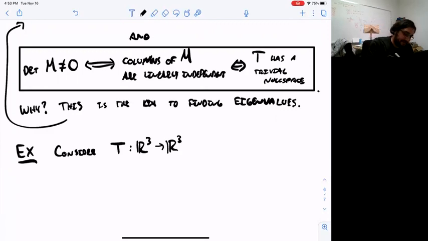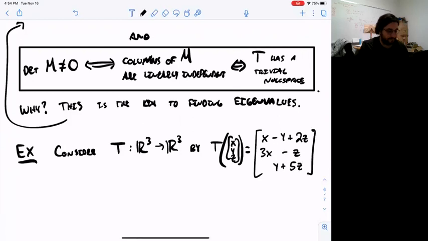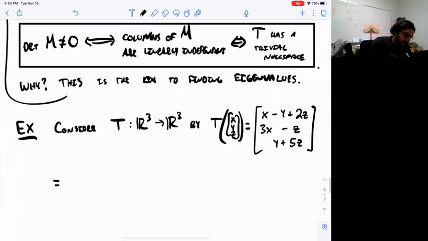So let's consider this map given by, let's say we have T of x, y, z. Let's say it's given by x minus y plus 2z, then 3x minus z, and then y plus 5z. Right, let's say this is our map. So how would I represent this map as matrix multiplication?